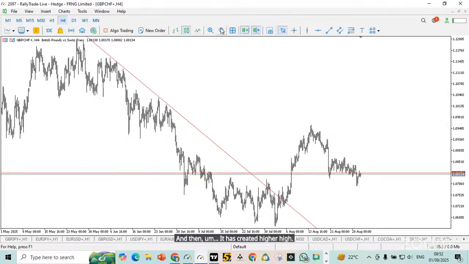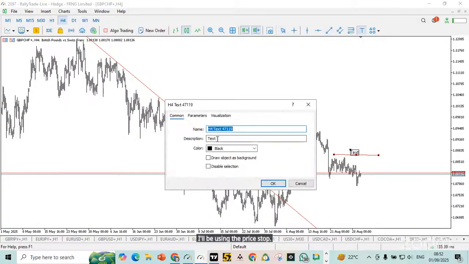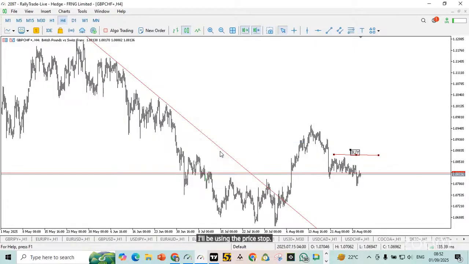So what would be my bias? Simple. I can do both, but I'm going to buy on British Pound CHF. This is where I'll be buying from. I have two areas of possible buy trades. I'll be buying from here, meaning I'll be using a buy stop at this level. This is a possible buy stop. I'll be buying above this level.